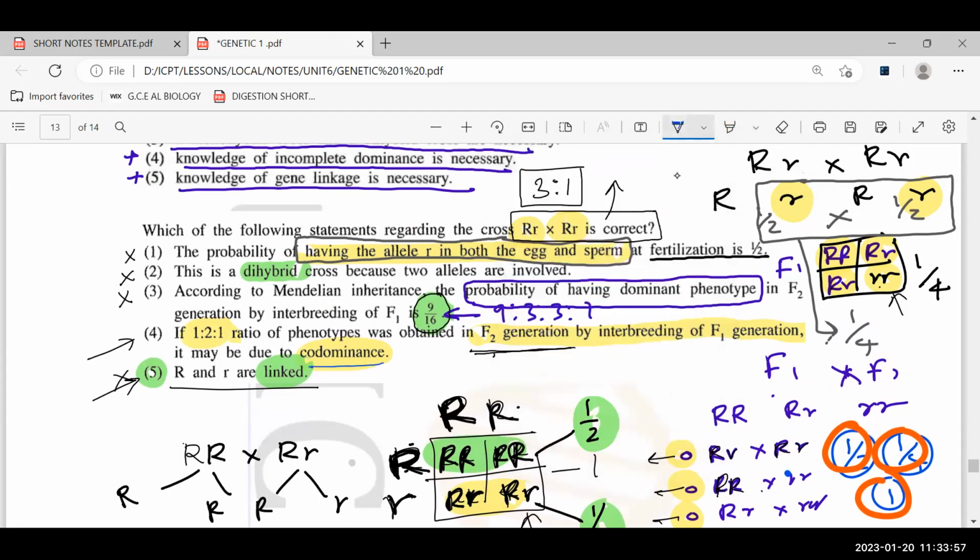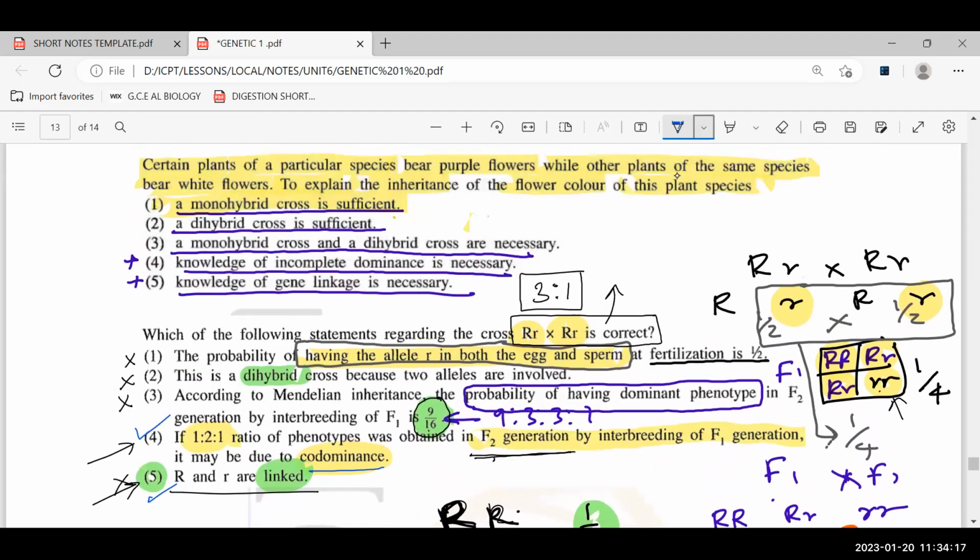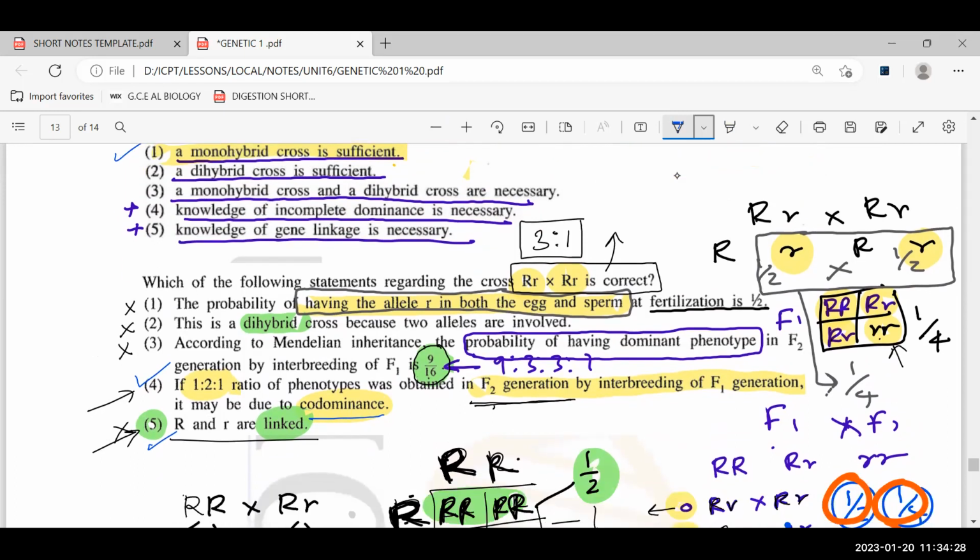When we learn codominance, the answer should then be the 4th one, because we need the knowledge of codominance to answer the question, and we also need knowledge of linked genes. So this is not completely Mendelian. It is also mixed with non-Mendelian genetics, which we're going to learn. This one we can't completely work out because we haven't learned other things.